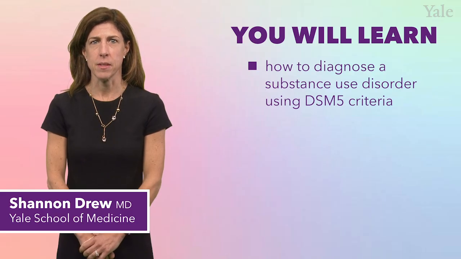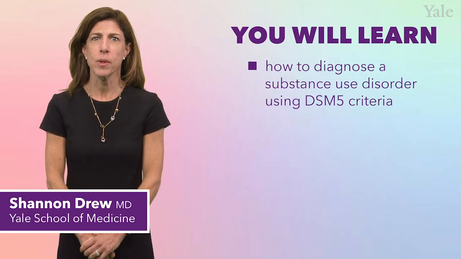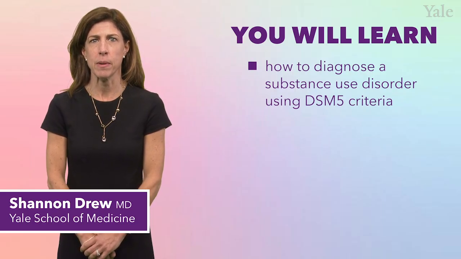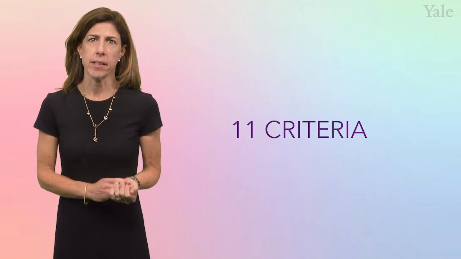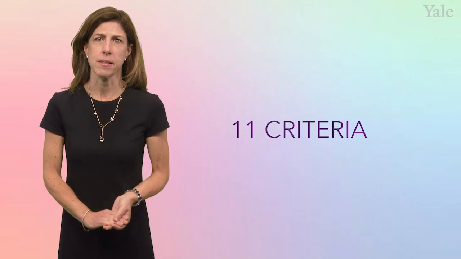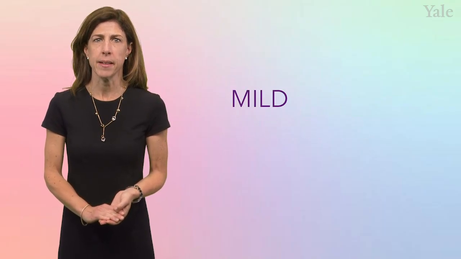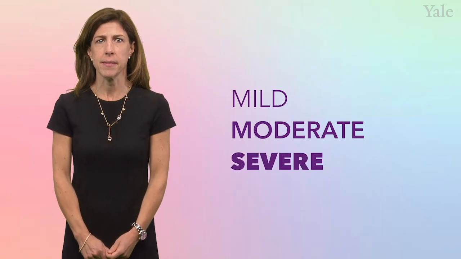In this lesson, you will learn how to diagnose a substance use disorder using DSM-5 criteria. By using standardized metrics, we can avoid using our individual beliefs of what might constitute a problem. There are 11 criteria in total that help providers make unbiased determinations. Substance use disorders can be classified as mild, moderate, or severe, depending on the number of criteria met.